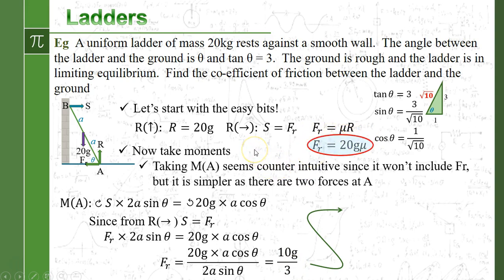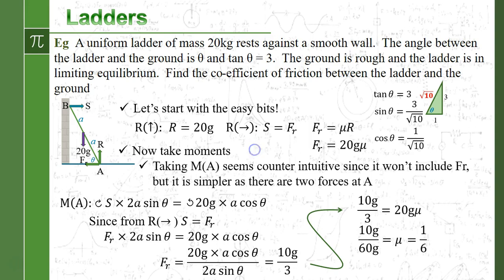It says friction equals 20g times mu, and bear in mind that mu is the thing we're finding, so hopefully we can see what's going to happen now. Put those two things equal to each other, divide by 20g, and you get that. The g's will cancel, 10 over 60, 1 over 6, and there you go, you've got your coefficient of friction.